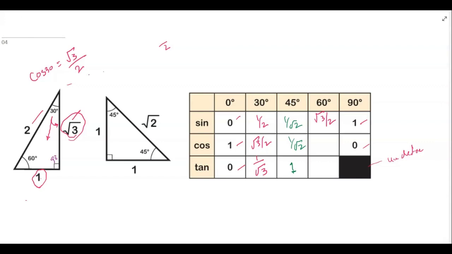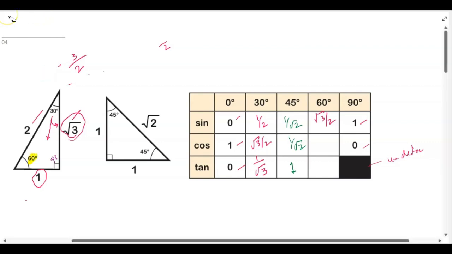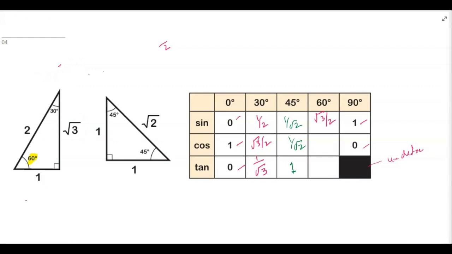Let's go for 60 degrees. We will work with 60 degrees now. I'll erase these parts so there's no confusion again. So let's begin with 60 degrees. As usual, what will be our sine of 60 degrees?